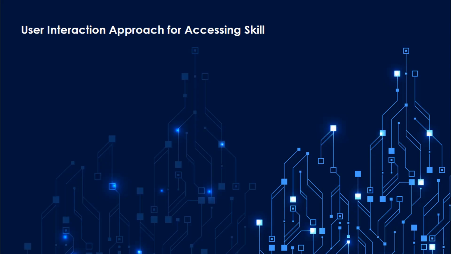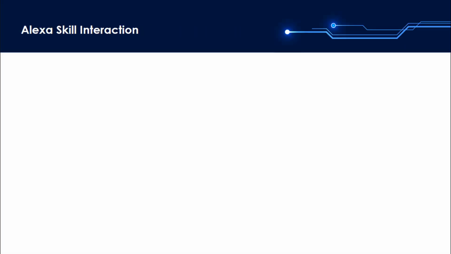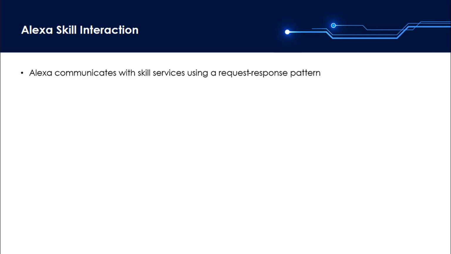In this tutorial, we will explore the different user interaction approaches that we can implement to access skills in Alexa. Alexa follows a pattern called the request-response pattern to establish communication between skills and the user of the skills. The requests are delegated to the service, which takes the responsibility of preparing the response back to the user. To implement a request-response pattern, it uses the HTTP endpoint.